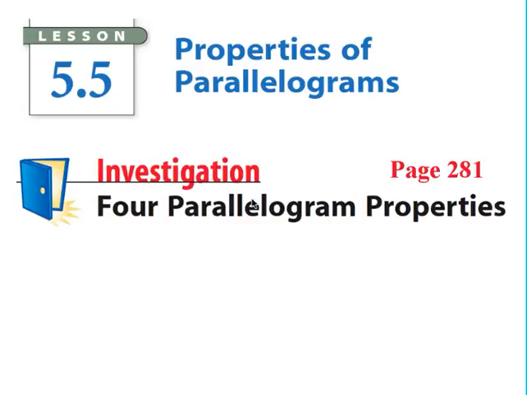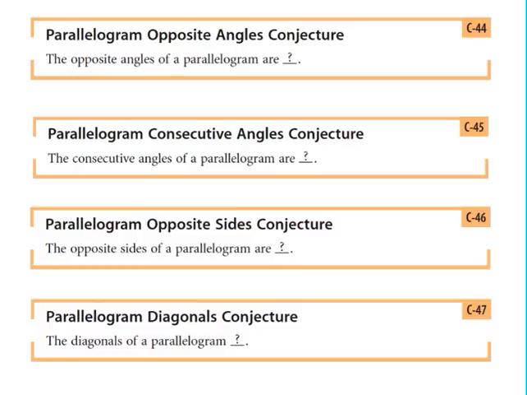The conjecture we're going to look at is the parallelogram opposite angles conjecture. Now, what did we decide the opposite angles of a parallelogram are? Congruent. What did we decide that the consecutive angles of a parallelogram are? 180. They add up to 180, so what's a fancy name for that? Supplementary.